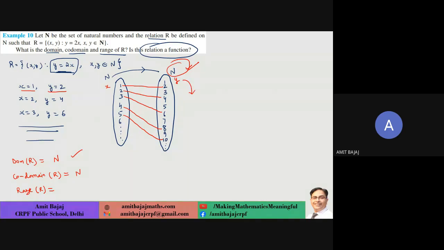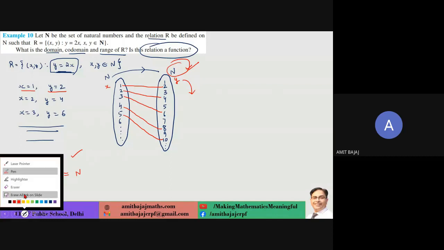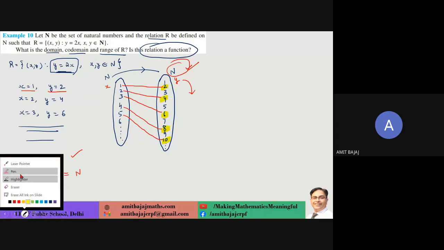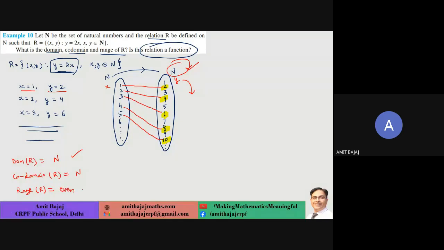So if I map, the answer is that it happens only and only with whom? 2, 4, 6, 8 and so on, which represent the even natural numbers. So this is my required answer to the first part. And second thing also they have asked, is this a function? Check it out. Is this a function? Yes, sir. Yes, it is a function.